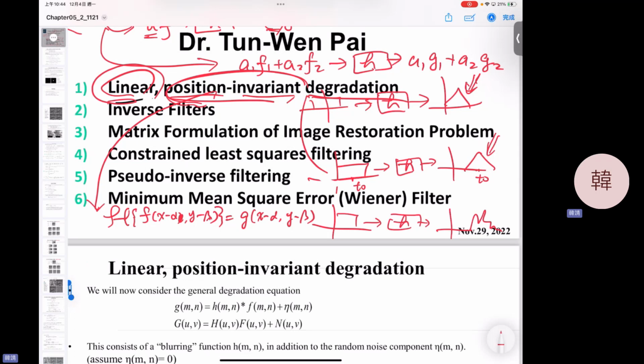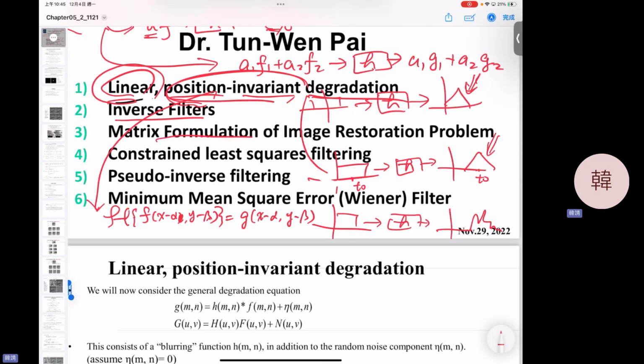So for every discussion from this textbook, we are going to look at your degradation model containing these 2 important properties, linear and position invariant. And then we are going to talk about the inverse filter. If you don't have the additive noise, the inverse filter will be the best if you know the model. But if you don't know your model and there's some additive noise, you'll get a poor result because you magnify your noise in your restoring result.